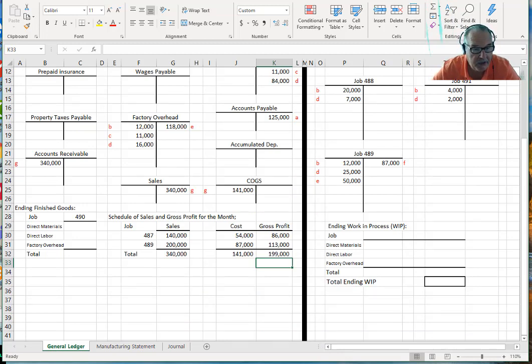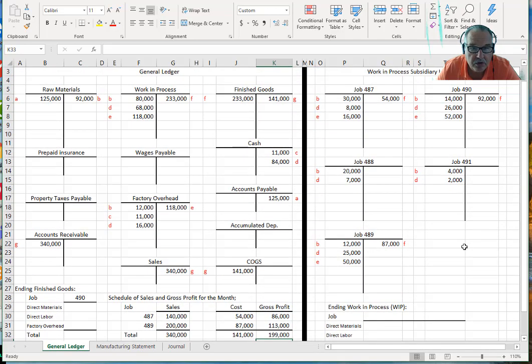Okay, I've prepared the schedule of sales and gross profit. Just so you know, the book didn't tell us what the jobs were sold individually for. They just told us that they were sold for a total of $340,000. I just arbitrarily picked $140,000 for 487 and $200,000 for 489, just so I can illustrate it. But normally they would tell you that, or we would know because we could look at the invoice. Even if they were sold to the same customer, we'd know what the selling price is. I pulled the cost of 487 from here. I pulled the cost of 489 from the 489 subsidiary ledger account. And then we had a gross profit of $113,000.